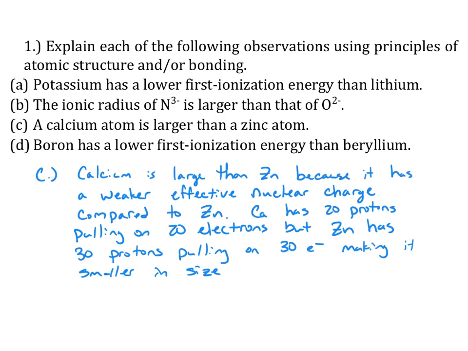Calcium is larger than zinc because zinc is further right on the periodic table, but that's not explaining using principles of atomic structure. You have to make reference to the fact that calcium has a weaker effective nuclear charge compared to zinc. Calcium only has 20 protons and 20 electrons, but zinc has 30 protons and 30 electrons. And the more protons and electrons you have, the stronger the effective nuclear charge, resulting in a smaller size.